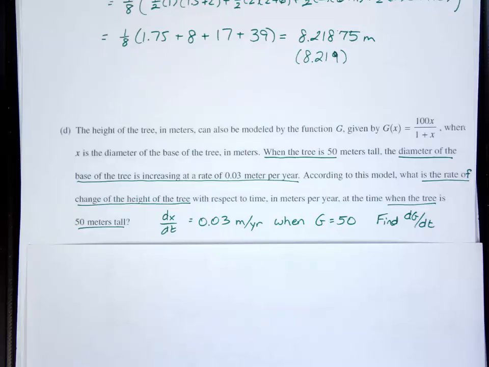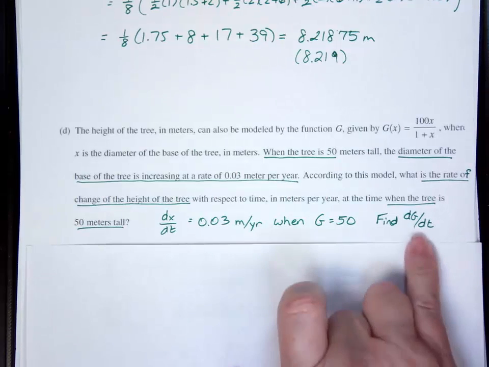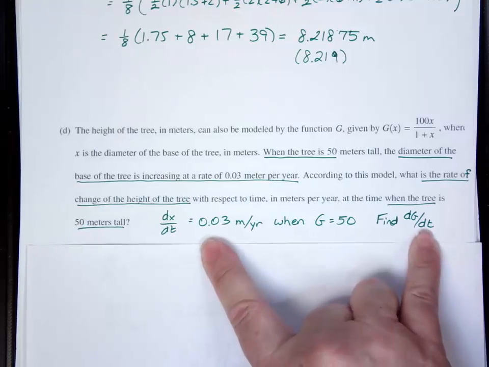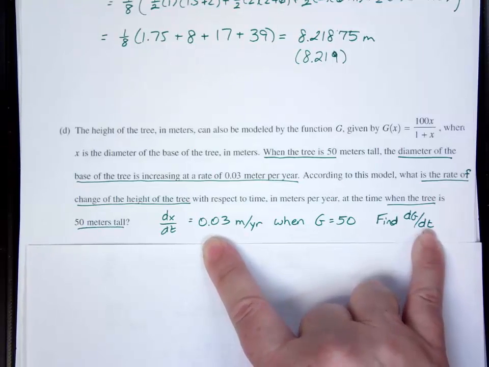Now, it says when g equals 50, because g is the height of the tree, x is the diameter. So according to this model, what is the rate of change of the height of the tree, dg/dt, when the tree is 50 meters tall, when g equals 50? Okay, so if we need to find dg/dt and dx/dt, we need an equation with both g's and x's in it. And lo and behold, they gave us one.